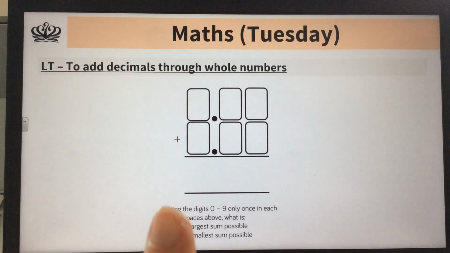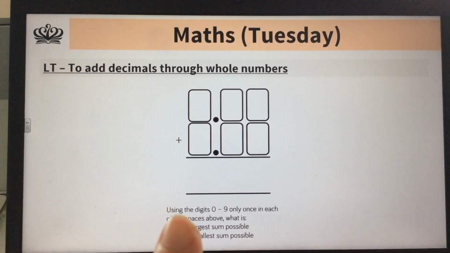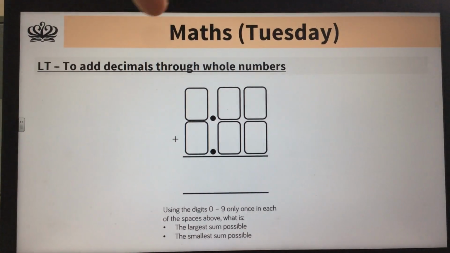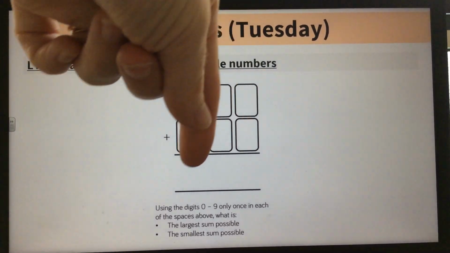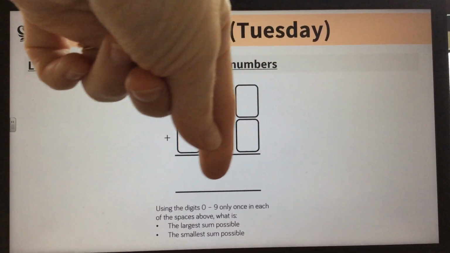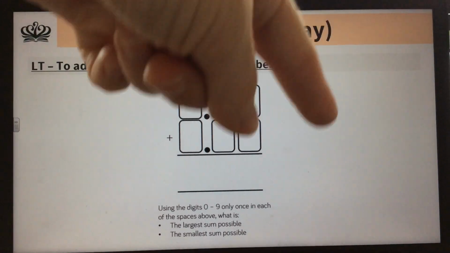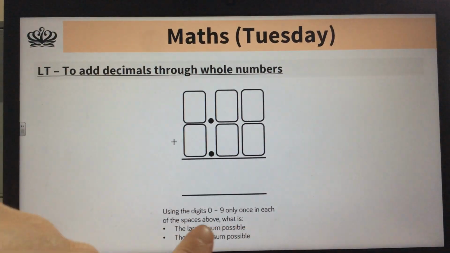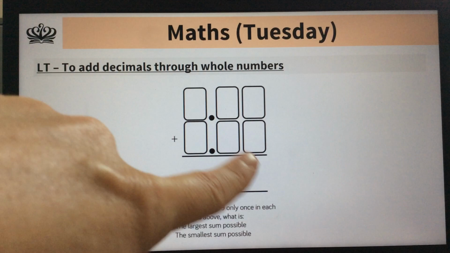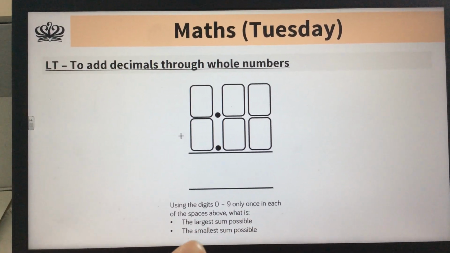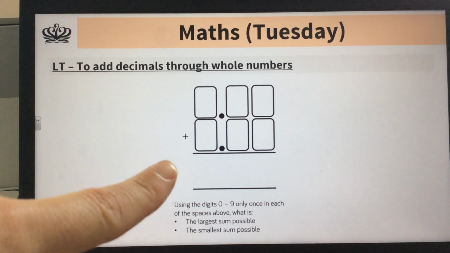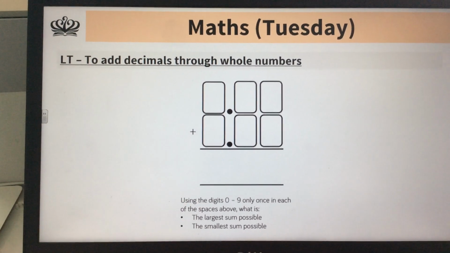So you're using just the digits 0 to 9, and you've got this top row here, so you've got 3 digits there, 3 digits there, and then you'll have 3 different digits there for your answer. So you need 9 digits altogether, well, 10 because you've got 10 there. You can only use each digit once, and you've got to make the largest sum, the largest answer possible, and the smallest number possible.